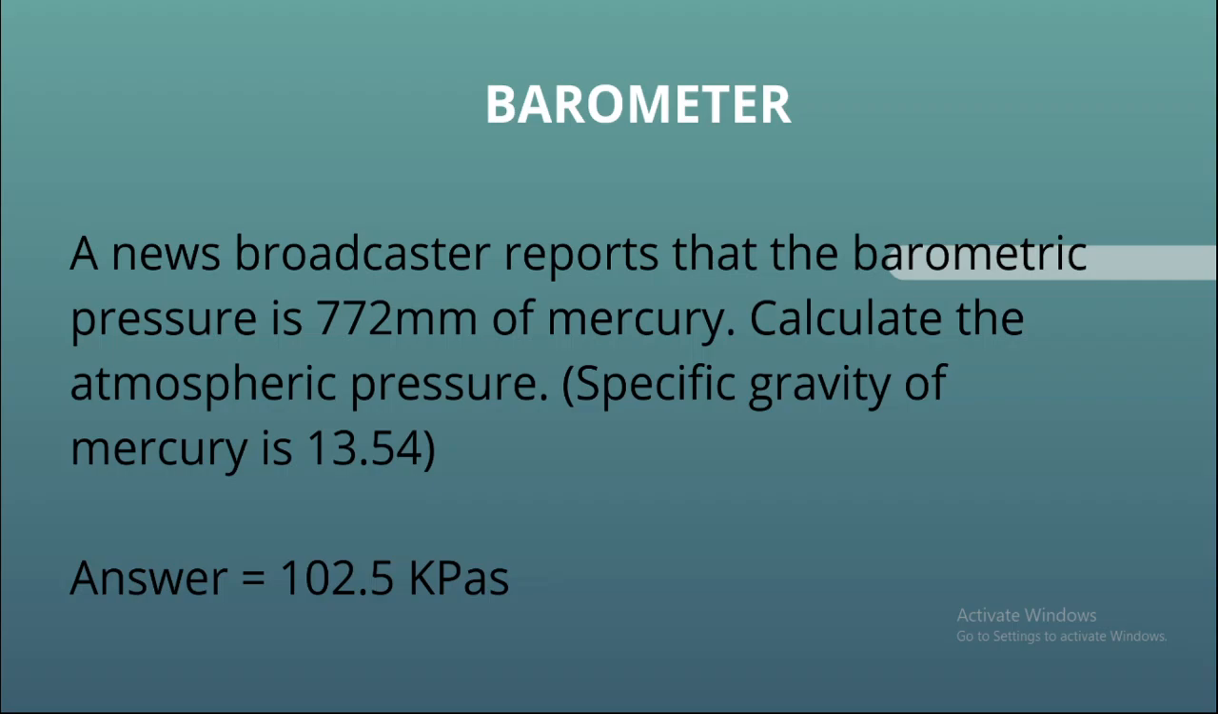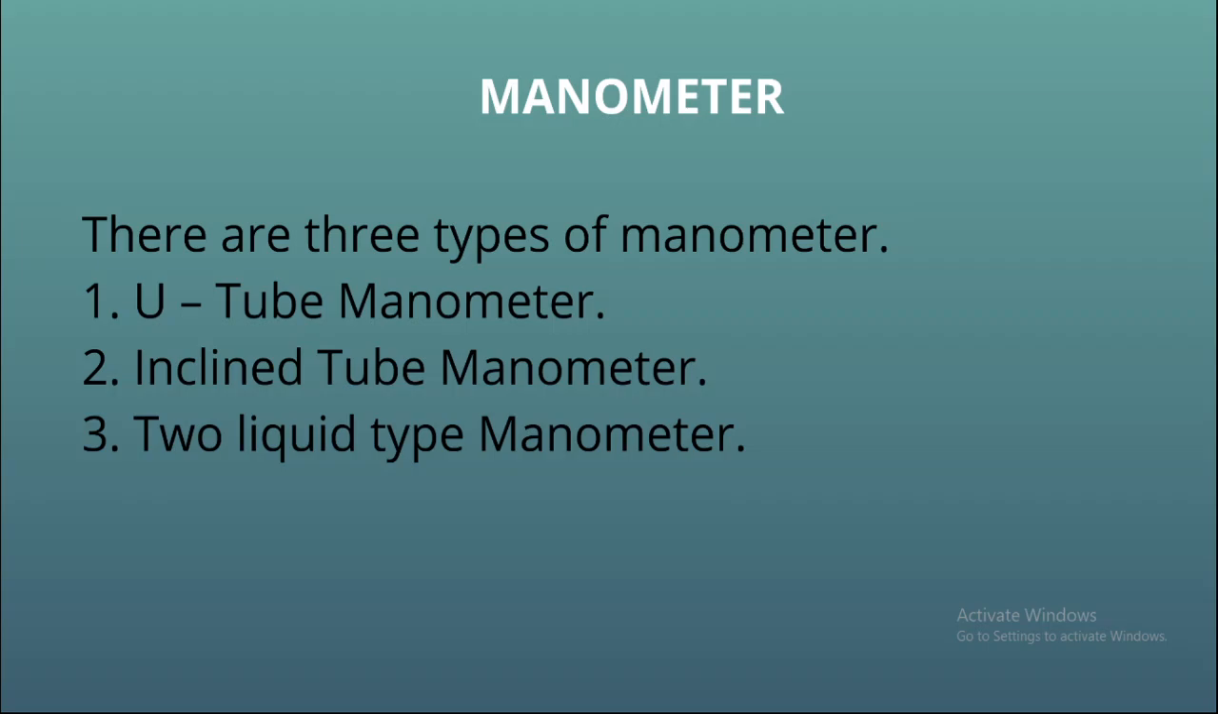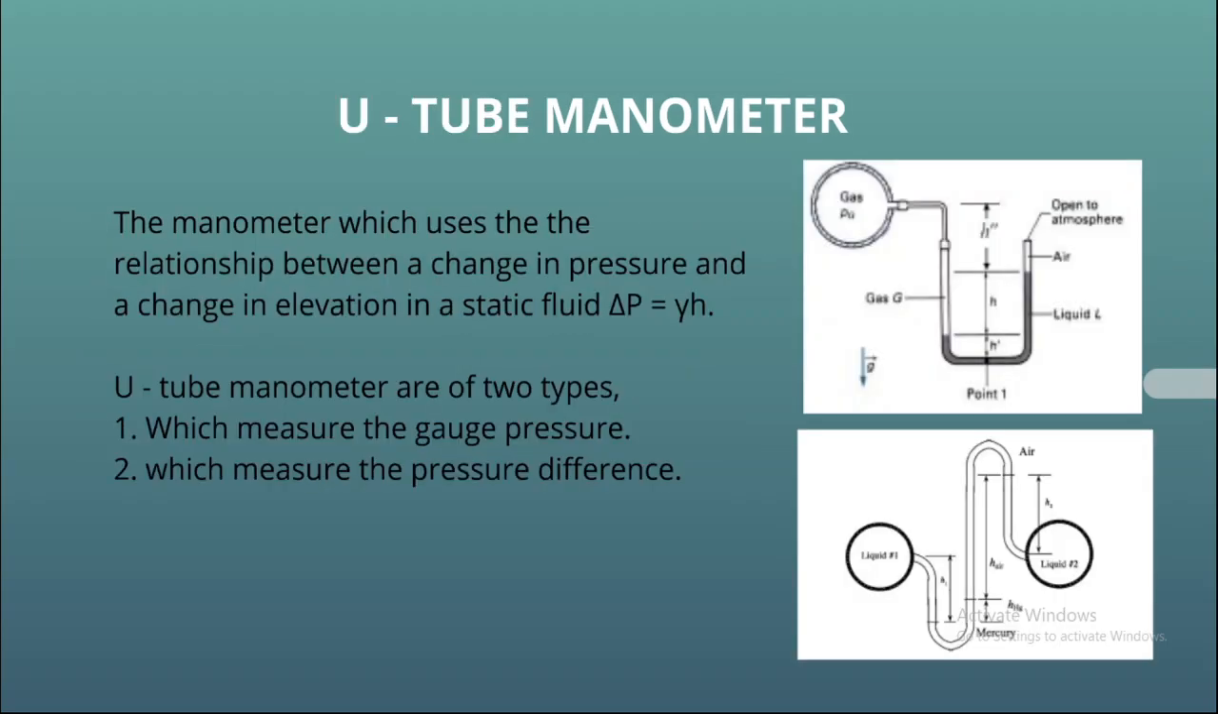The next is the manometer. There are normally these types of manometer: U-tube manometer, inclined tube manometer, and two liquid type manometer. I think we have covered the U-tube manometer in thermodynamics as well, so it's not a very complicated thing. Let's discuss the U-tube manometer. Here you can see there are figures.